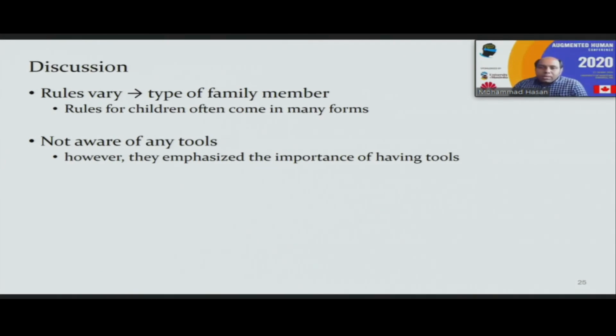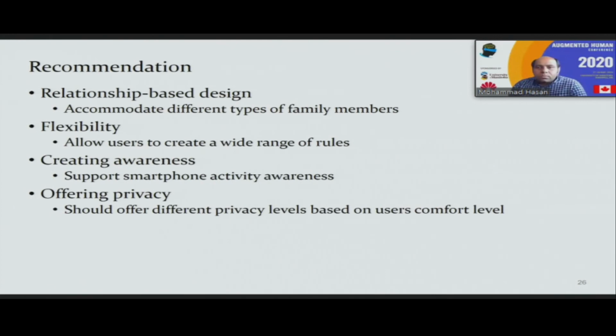We also observed that many of our survey participants are not aware of any tool that could help them limit their smartphone usage, especially in co-located situations. However, the good sign is that they express that it is important to have such tools. But they also mentioned that, as long as the tool could address their privacy concerns, they would be happy to use such tools in their everyday life. Okay, so based on our findings, here is a set of recommendations.